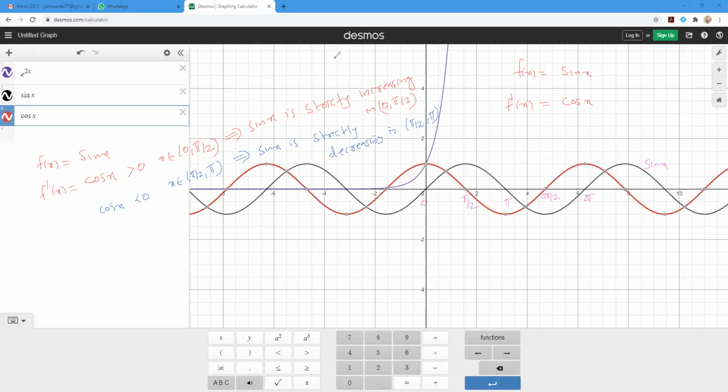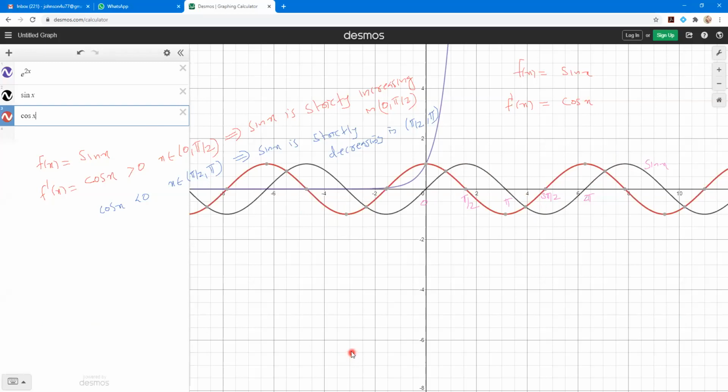Graphically, in this same graph, from 0 to pi by 2 sin x is increasing, then pi by 2 to 3 pi by 2 sin x is decreasing, then 3 pi by 2 to 5 pi by 2 it is increasing, and it goes on like that. But we also used our definition: whenever the derivative is positive the function is increasing, whenever the derivative is less than 0 the function is decreasing.